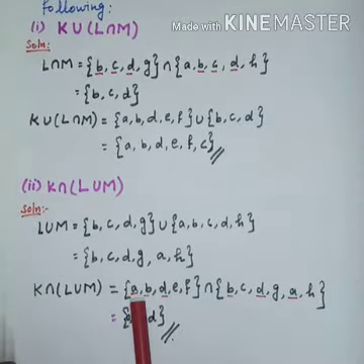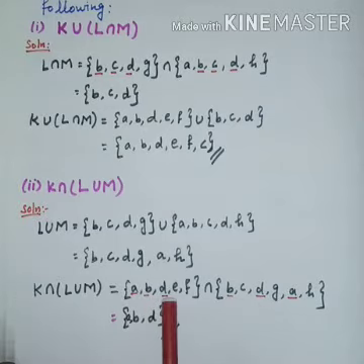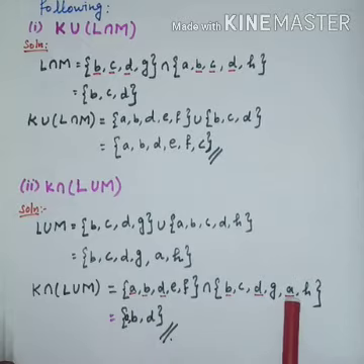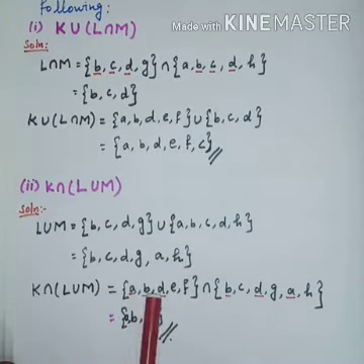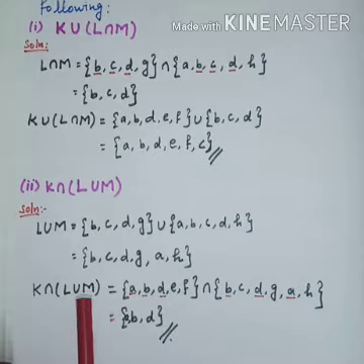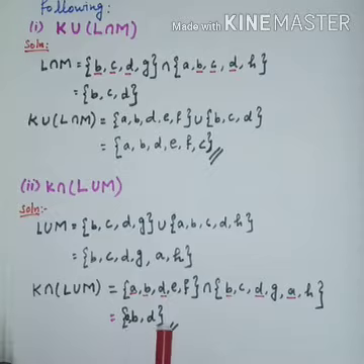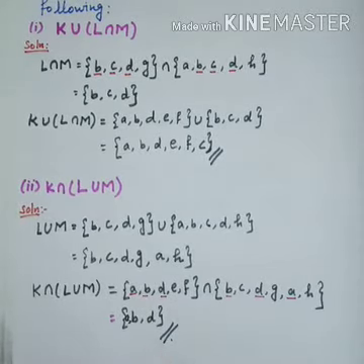Here the common elements in both the sets are A comma B comma D. A is also the common element. I missed it here, so A is also the common element in both the sets. So the answer for K intersection L union M is A comma B comma D. So A comma B comma D is the common element in both the sets. So this is the answer for this.